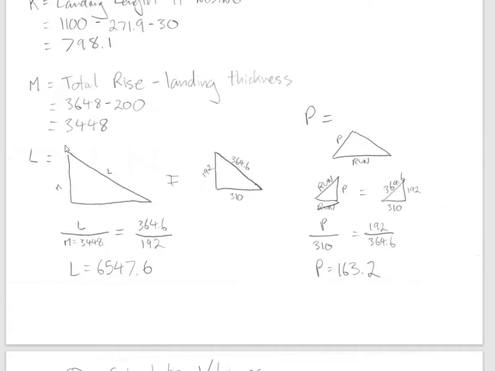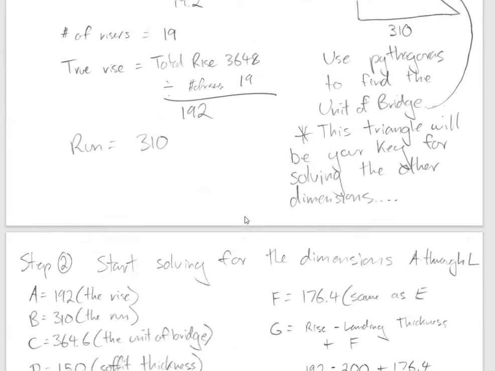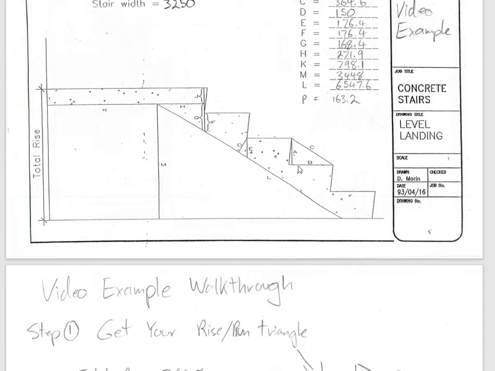Now L, here's the triangle I just showed you, drawn out. The orientation is fine, no need to flip or anything like that. Proportion it off against our rise-run triangle. Everything a function of the rise-run triangle in this math. L is the unknown, M we calculated for, so we put that in here. Proportioned off against the hypotenuse of the rise-run triangle and the opposite arm, or the rise, being 192. Cross multiply, divide, L becomes 6,547.6 millimeters.